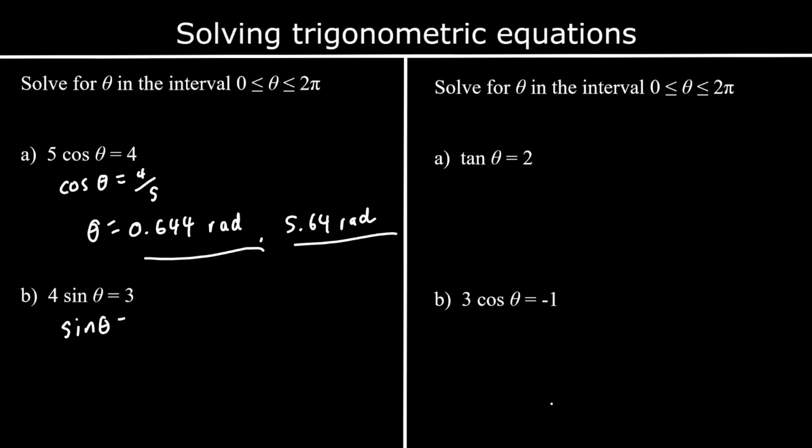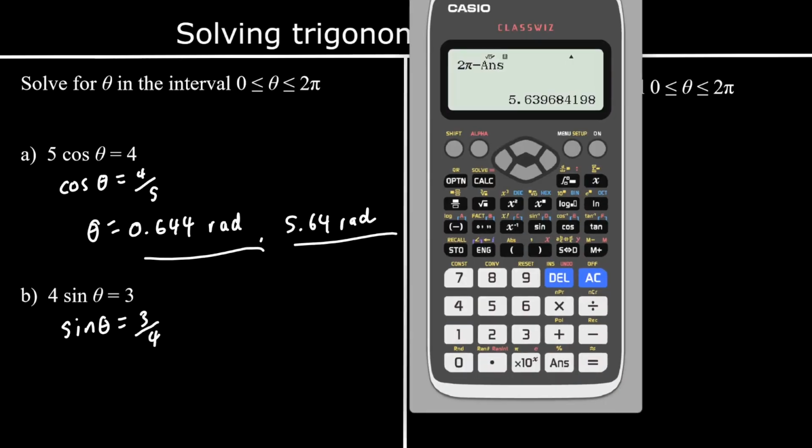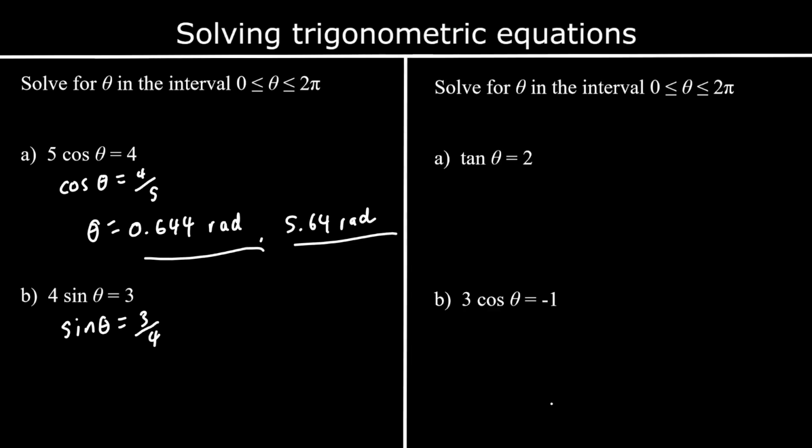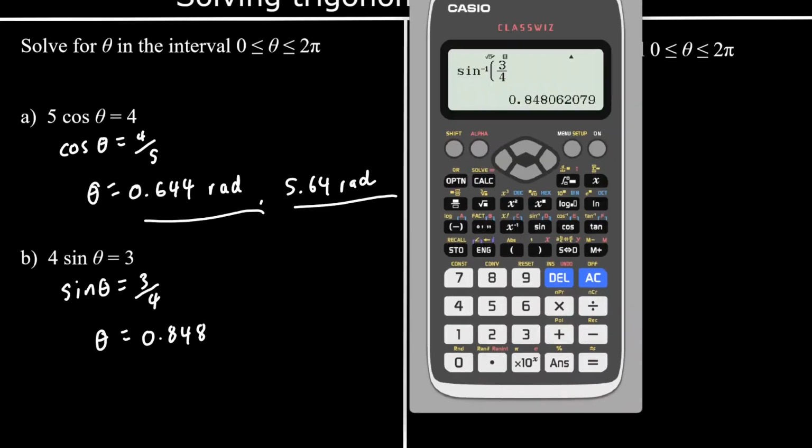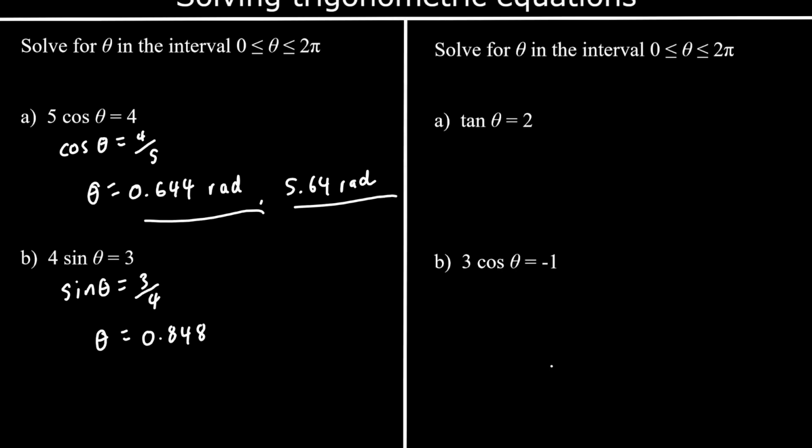Divide both sides by 4. So sine theta equals 3/4. Shift sine 3/4. 0.848. That's our first answer. The second answer for sine is, in degrees, 180 minus the first answer. So in radians, that's pi minus the first answer. And that is 2.29.